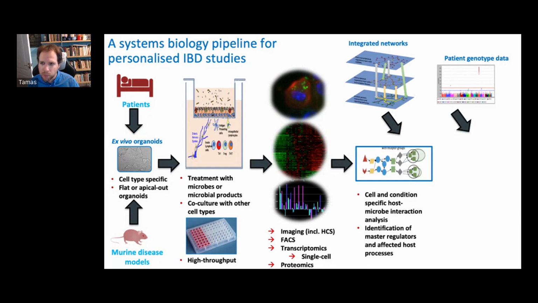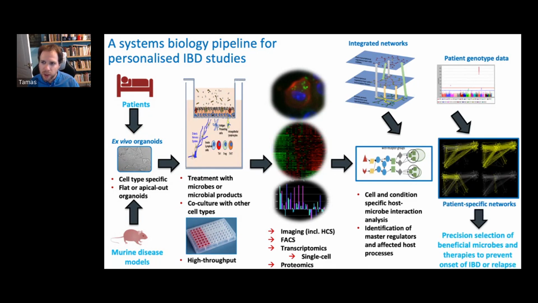And I didn't mention, but we have a really nice pipeline for patient genetic interaction information, which allows us to combine patient-specific experimental samples and patient-specific genetic information, so we can create patient-specific models. And we hope that this could help to identify, for example, beneficial microbes, or understanding to prevent the onset of IBD or relapse. And the key thing with this pipeline is that it's a complex pipeline, but each module is hopefully quite clear how they work. And I think this is needed for a complex disease. We need to combine lots of different information for that.